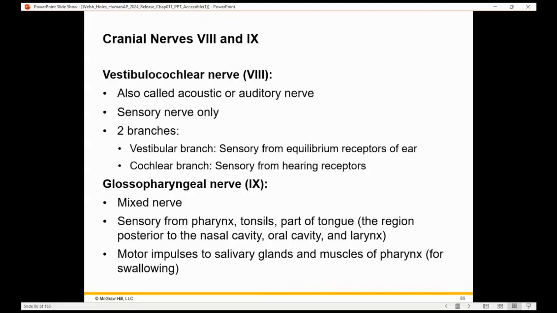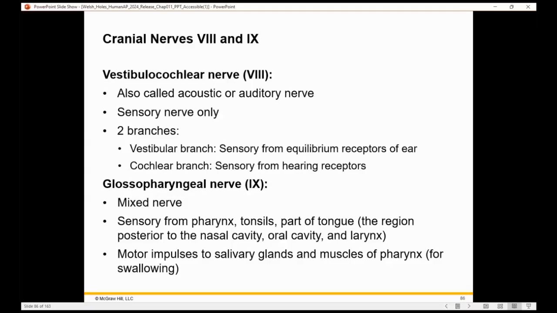Vestibulocochlear nerve, number 8. It's also called the acoustic or auditory nerve. It's a sensory nerve only, and there are 2 branches. The vestibular branch is sensory from equilibrium receptors of the ear. The cochlear branch is sensory from hearing receptors.